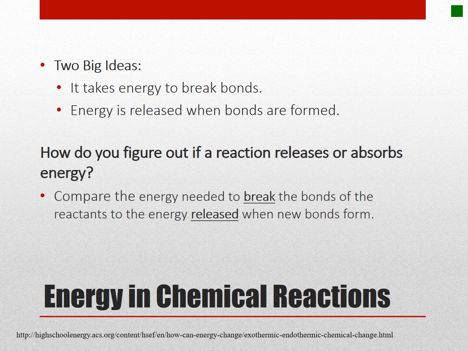All right, now we're going to be focusing on exo versus endothermic reactions. There are 2 big ideas that you have to think about. Number 1, it takes energy to break bonds. So if I want to break a bond, I have to put in energy. And then energy is actually released when bonds are formed. So to make bonds, it releases energy. Okay, so there's more energy involved when things are separated than when they're put back together. So to see whether it absorbs or releases energy, meaning exo or endothermic, you need to figure out if it takes more energy to break the bonds or to make the bonds.